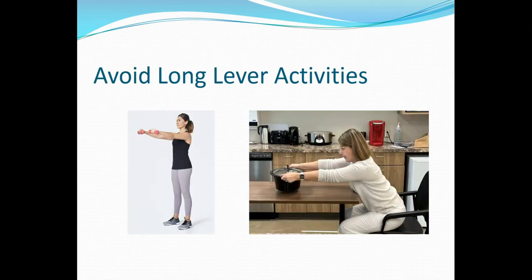Long lever positions, especially when performed against resistance when lifting objects, put significant stress on the rotator cuff and shoulder joint. It's important to avoid long lever lifting and strength exercises, for example, forward and lateral raises with dumbbells. Avoid resisted lifting, pushing or pulling with the arms outstretched away from you. If possible, try to keep loads or objects close to the body when lifting.